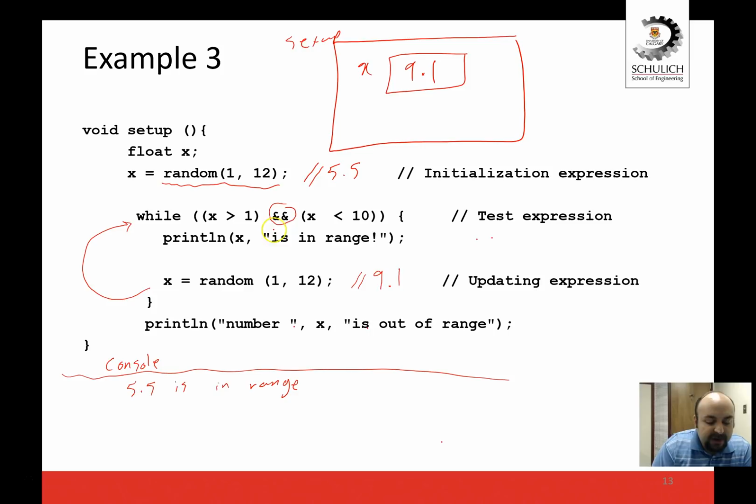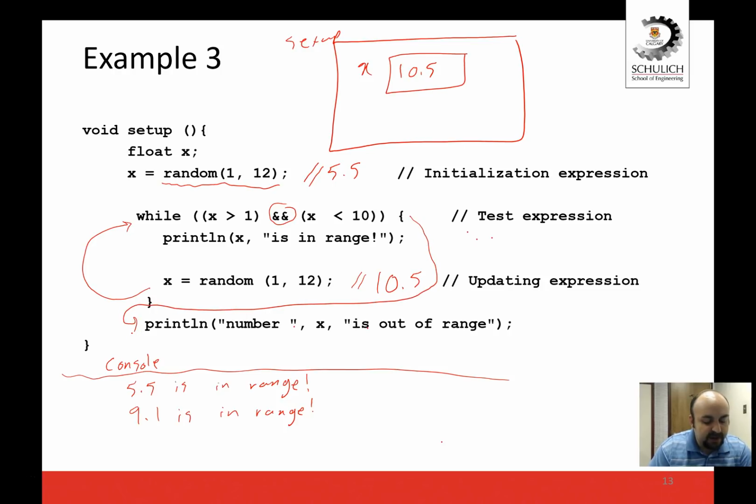We say while x is greater than 1, it is, and x is less than 10, which it is. So we're going to say 9.1 is in range. Then again, we are here, and let's say this time randomly it's going to get 10.5 or even 10. So right away x changes to 10.5, and we go back up. x is greater than 1, that's true. And x is less than 10, that's not true, that's false. So we're actually going to get out of the loop and go to the statements that are after the loop.